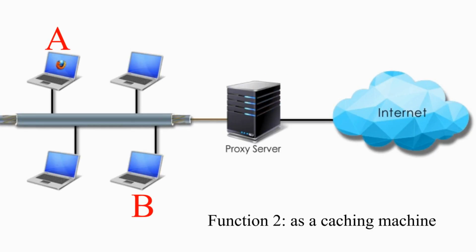Next time, when client B asks for a copy of Firefox, the proxy server checks its cache. Here you are, and this time the proxy would give client B a copy directly from its cache without having to go to the Mozilla website. Thus, it reduces network traffic and improves network performance.